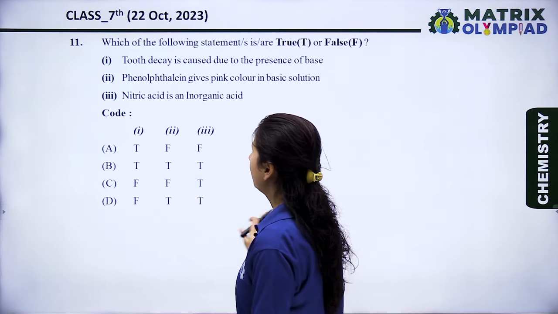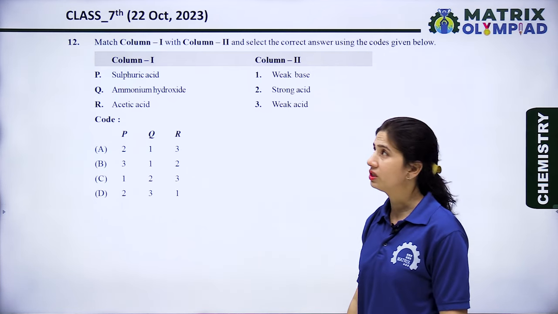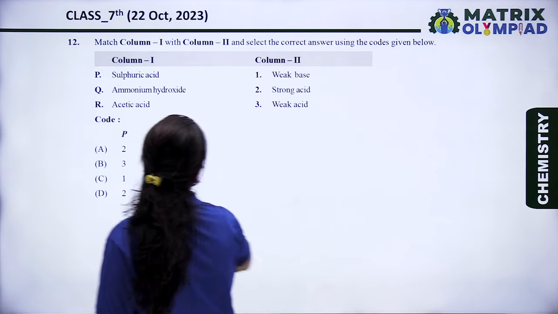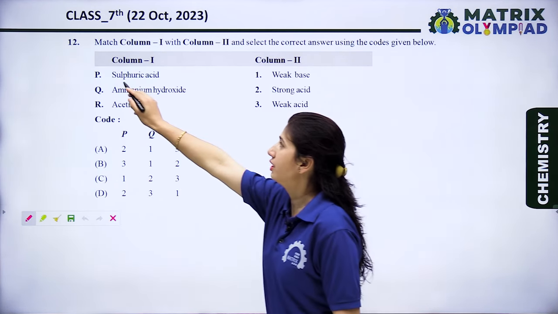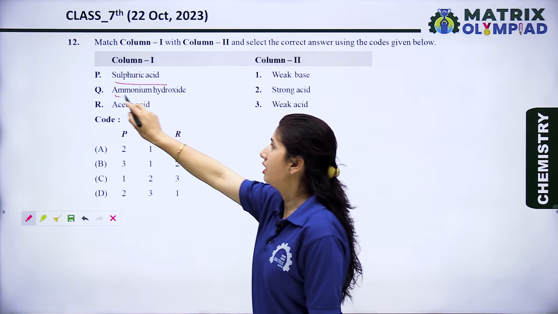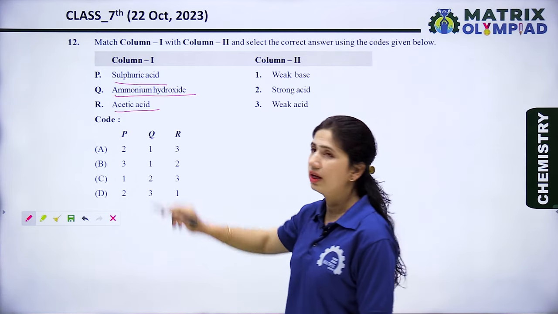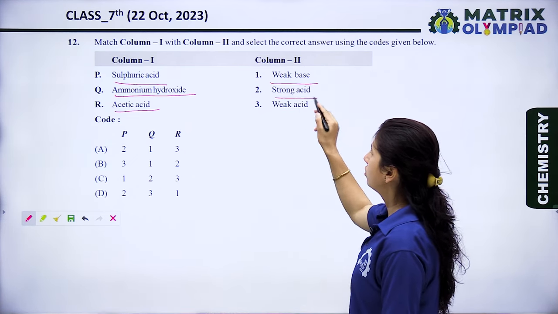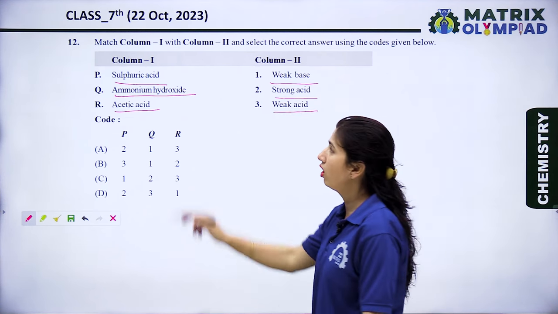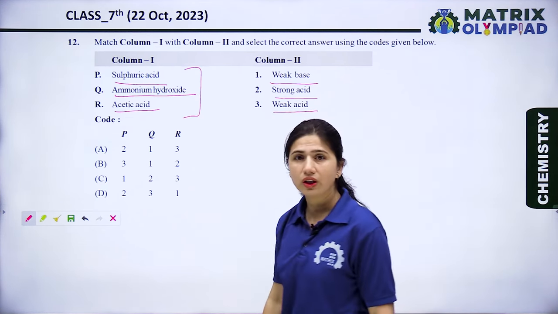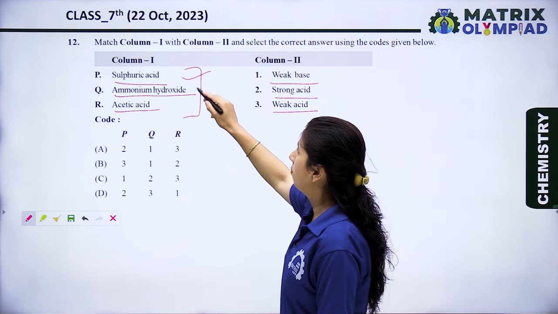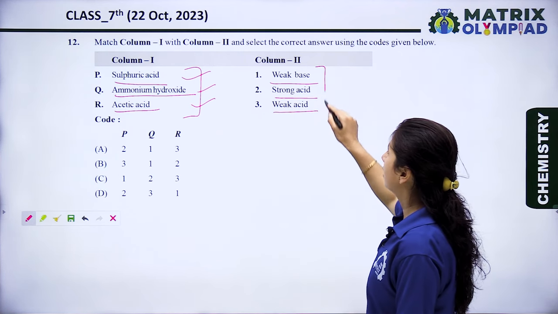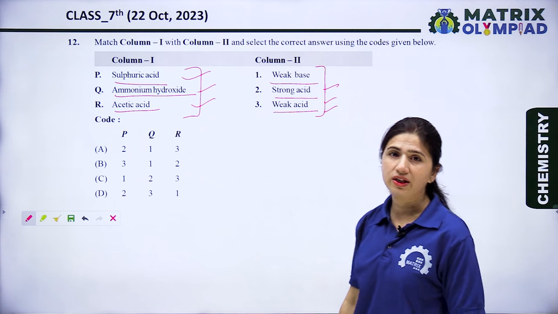Now, let's see the next question. Match column first with column second and select the correct answer using the codes given below. First is sulfuric acid, second is ammonium hydroxide, and third is acetic acid. And in column second, there are weak base, strong acid, and weak acid. So in column first, there are different acids and bases, and in column second, there are different natures of the acids and bases.